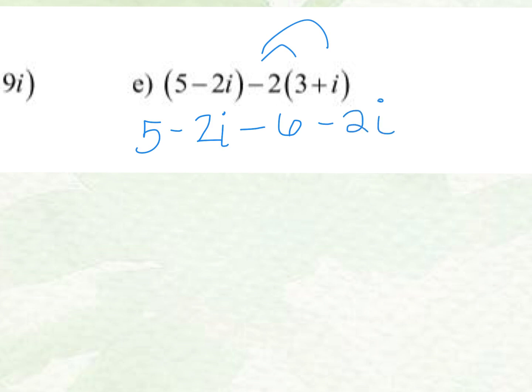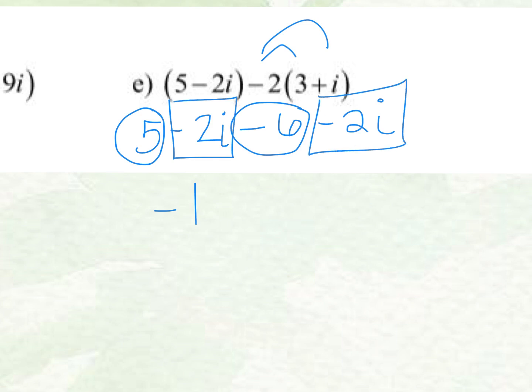And then locate my like terms. I have a real number here of 5 and a real number of -6, so combined they're going to give me -1. And then I have a -2i and a -2i, and those are going to give me a -4i.